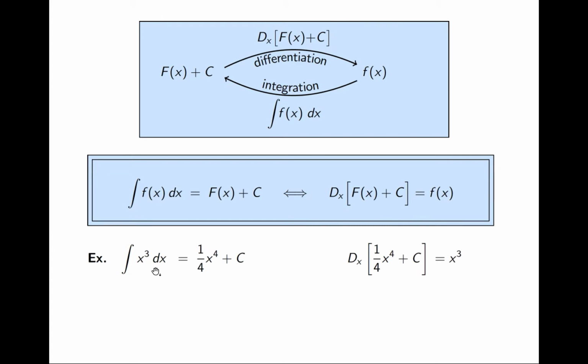Integral of x cubed dx stands for all the antiderivatives of x cubed. They are 1/4 x to the fourth plus c because the derivative of that, sure enough, is equal to x cubed.